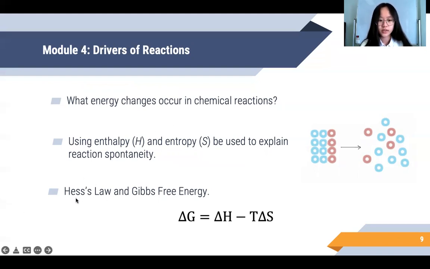And we use Hess's law and Gibbs free energy to calculate exactly. So if delta G is negative, the reaction is spontaneous. We can see that in delta G, we have enthalpy, H, and entropy, as well as temperature. So here you'll learn how to use Gibbs free energy to calculate reaction spontaneity.